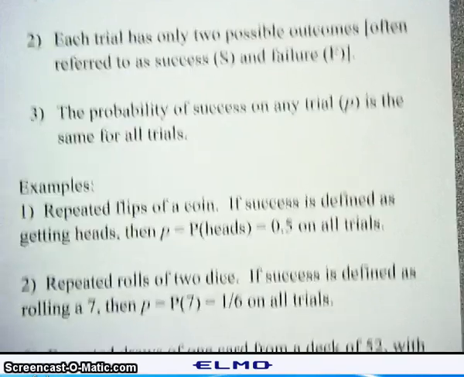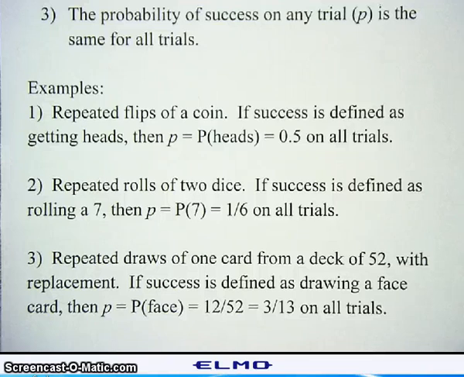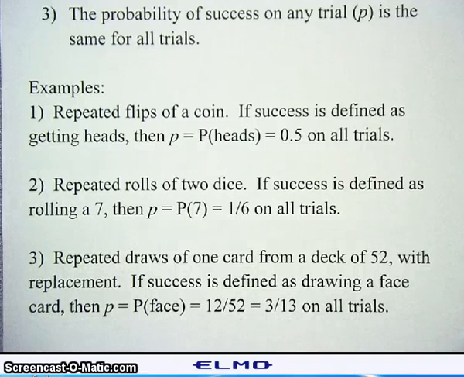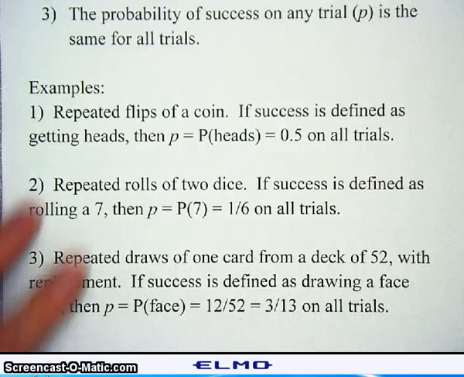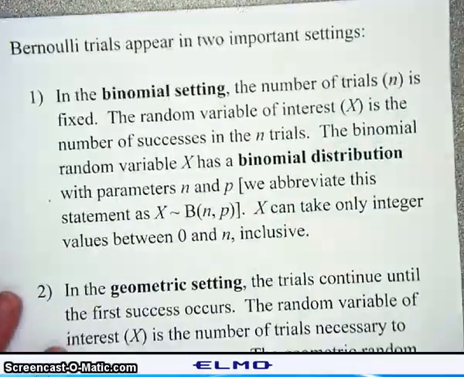If you repeatedly draw one card from a deck of 52 with replacement, then you could define success as, say, drawing a face card, and failure as drawing anything else. The probability of success is the probability of drawing a face card, which would be 12 out of 52, or 3/13 on all trials. Now, Bernoulli trials show up in two important settings that we're going to look at.